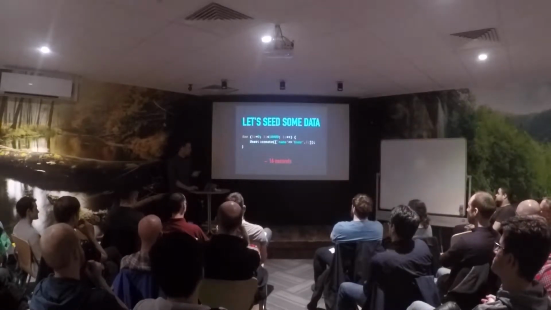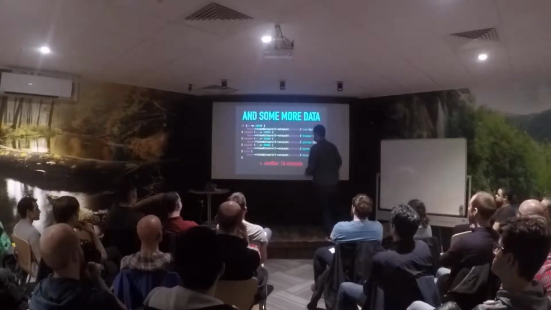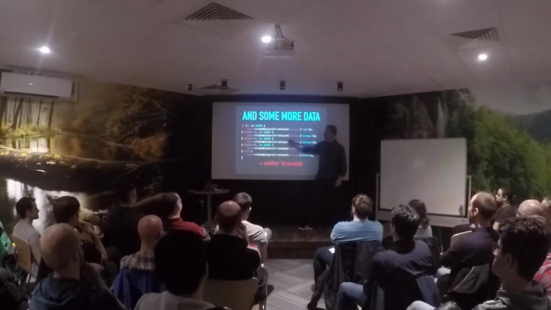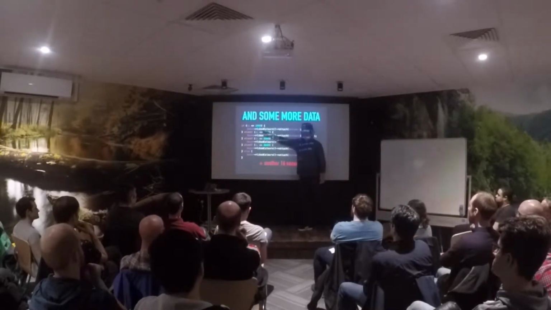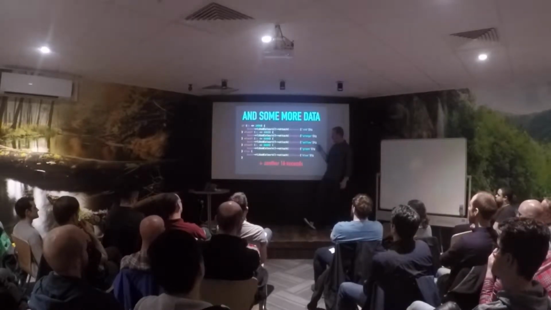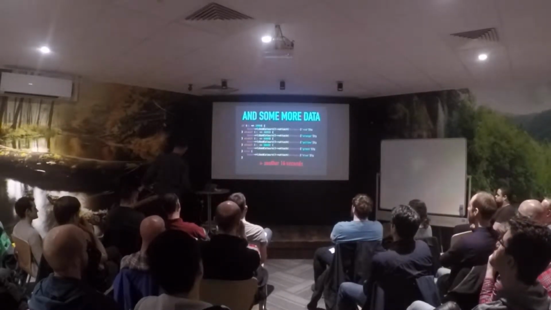10,000 users isn't much use. You actually want those users to look like they've done something. So then you might add another 16 seconds of seeding. All we're simply doing here is we're going to make the first 2,000 users like the color red. Again, this is Laravel notation. We've got the relationship there, which is liked colors. We're going to make the next 2,000 like orange, yellow, green, blue. So we've got 16 seconds of seeding added there. And now we've got 32 seconds of seeding.